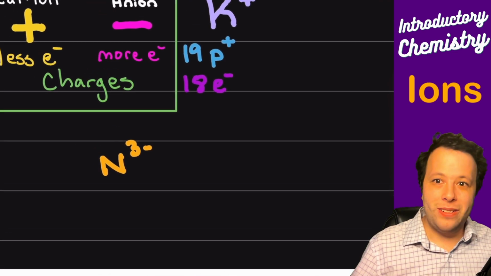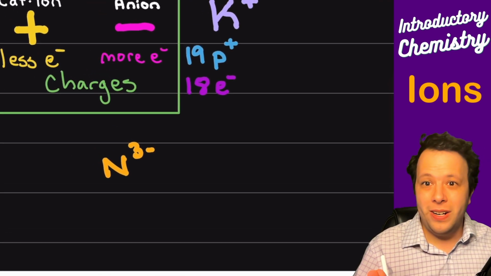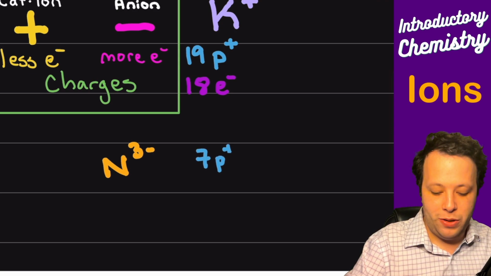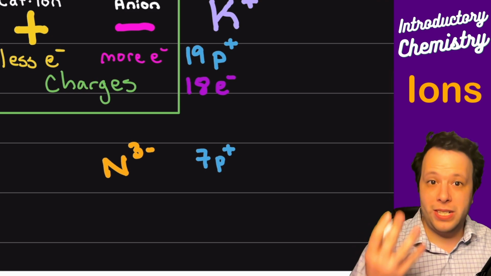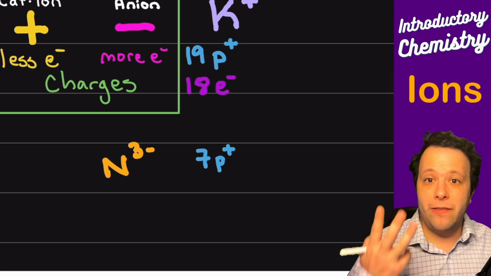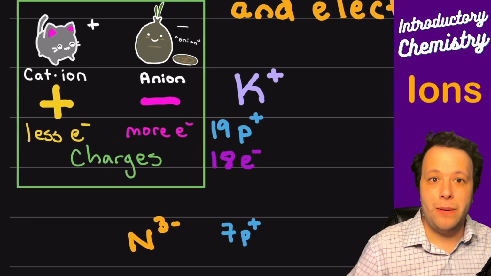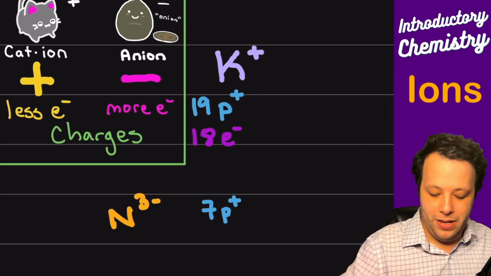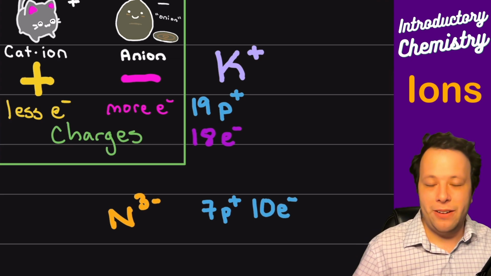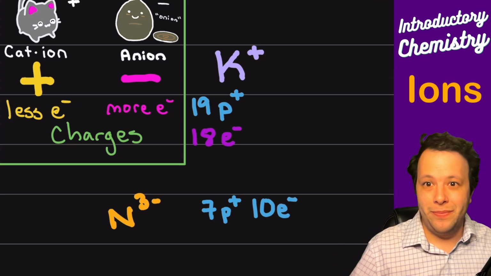Now with nitrogen, same idea. We go to our periodic table and look at what our number is. When we go through this, we're going to see that we have a total of 7 protons because it has an atomic number of 7. And then, thinking okay, I have a 3-, and it's negative, that means I have more electrons. So we can write down that we have 10 electrons for this particular ion.